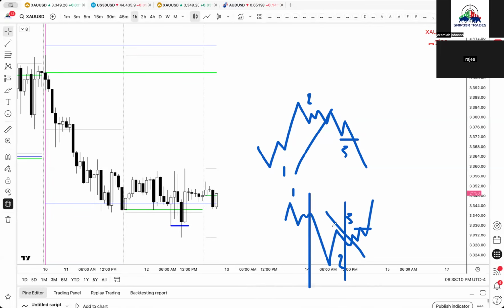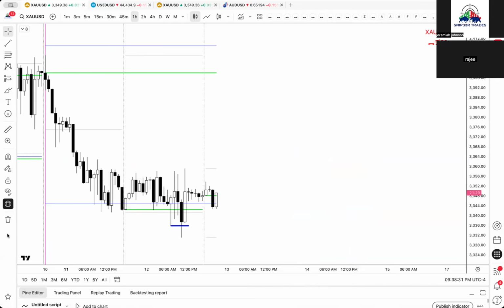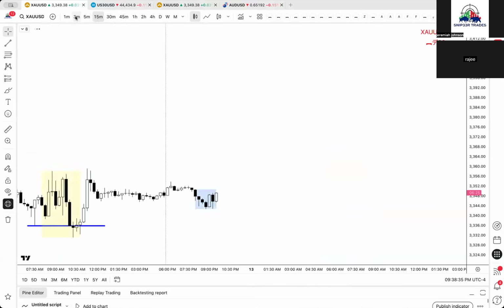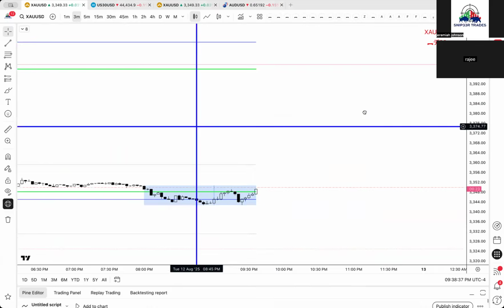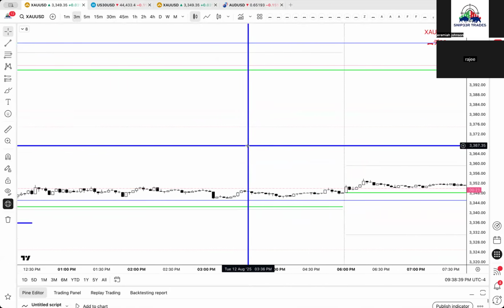This can be 3 days. This can be 3 sessions. This can also be 3 hours. No matter what, I am always looking for three: third session, third hour, third day. But you have to count the peak formations. So gold gave us a beautiful third hour trade in New York yesterday.